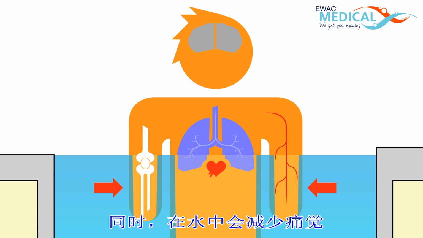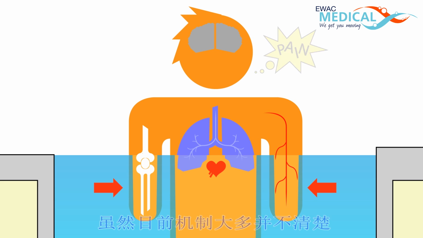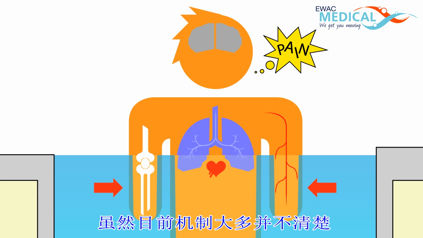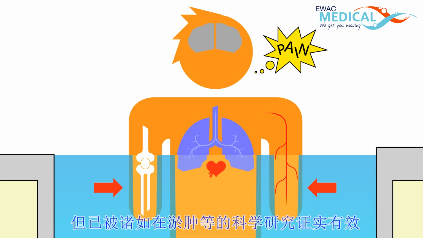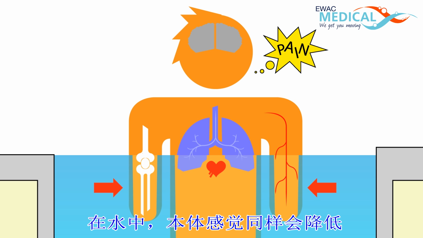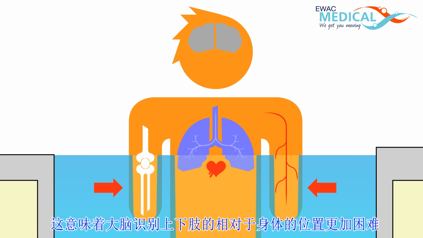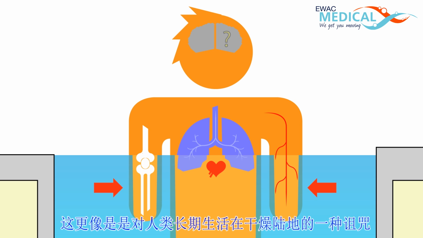Immersion in water reduces pain sensation. Although the mechanisms behind this effect are largely unknown, it has been confirmed in scientific research performed by Bruce Becker, among others. When submerged in water, proprioception is also reduced. This means that it is more difficult for the brain to determine the position of arms and legs relative to the body. Most likely, this occurs because humans spend most of their time on dry land.